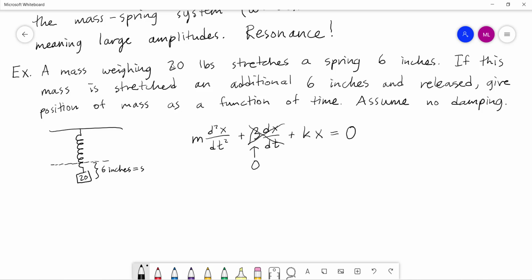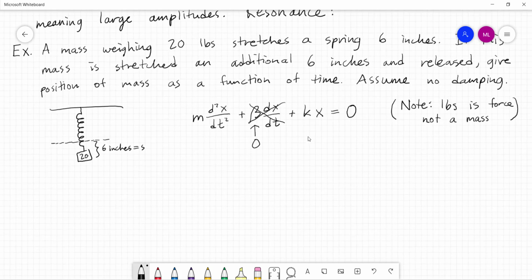But I want you to just know that when we talk about pounds in physics classes, or in this class, this is not a mass, this is a force. So let me write that here. Note, pounds is a force, not a mass. So we need to figure out the corresponding mass, and we also need to figure out the spring constant that's going to get this thing to all work out.